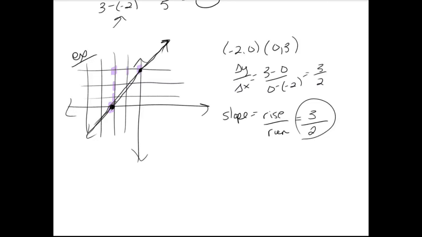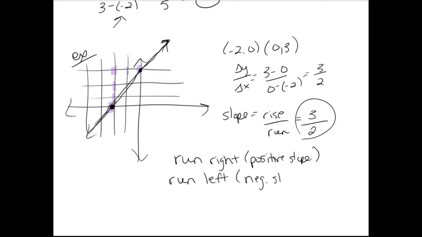Now the piece here that seems to trip students up is the difference between the positive and the negative. So if we run right, this is a positive slope. And if we run to the left, that's a negative slope. And let me show an example. So this one that we just did was positive because we ran to the right.